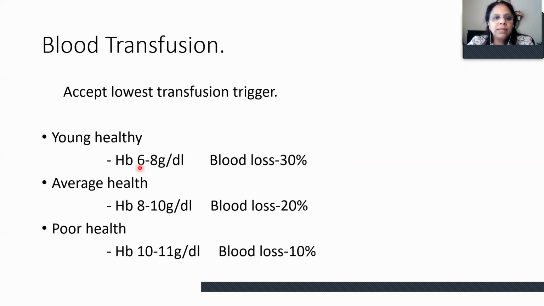And the Hb targets are these. Young healthy, we can wait till the Hb drops to 6 or 8, maybe 7. Average health also 8 to 10. Poor health, like somebody's grandmother who has ischemic heart disease and is very frail, even a little bit of blood loss, we might have to give the blood. Okay, right? So it depends on the individual also.